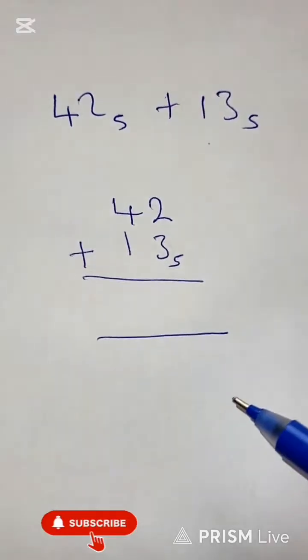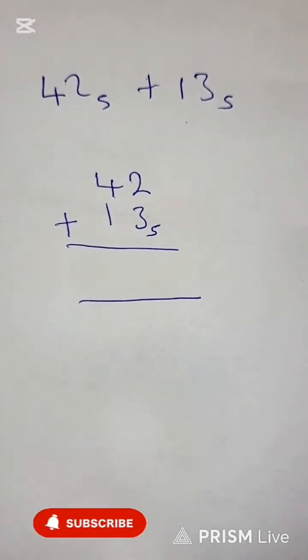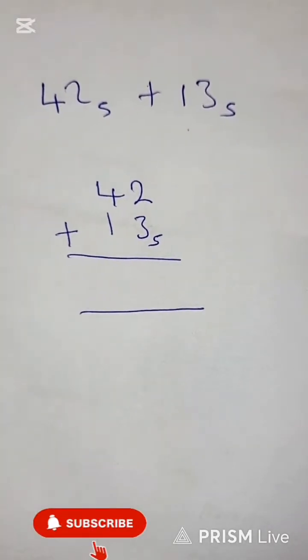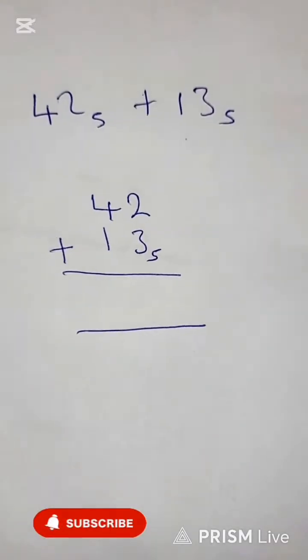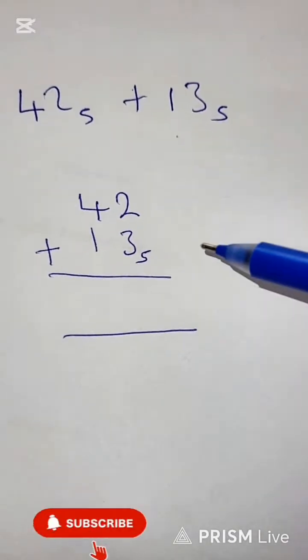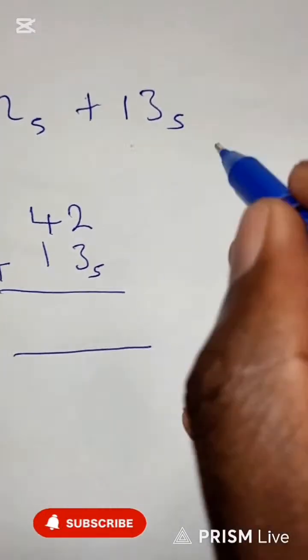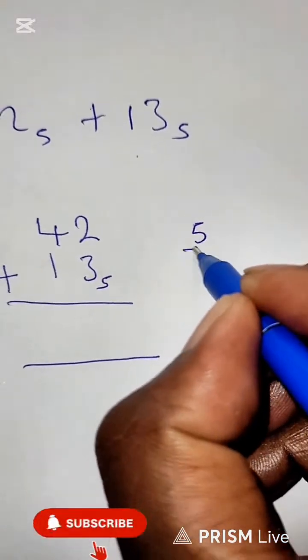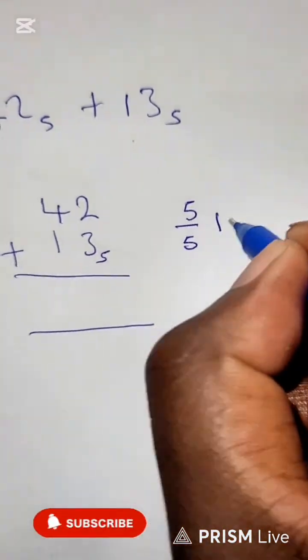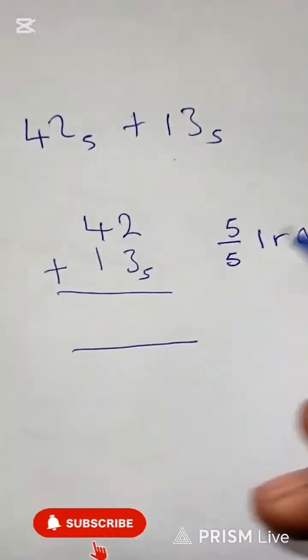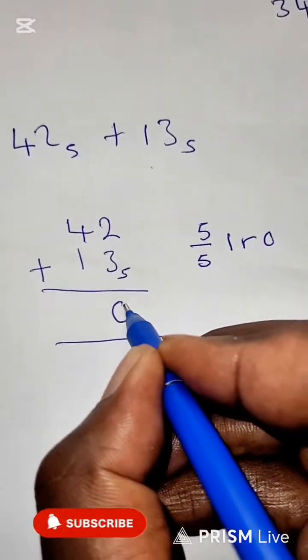We cannot write 5. Why? Because no number in base 5 should reach or exceed the base. So if a number is in base 5, then all digits must be below 5. So we're going to divide 5 by what? By the base. 5 into 5, that's 1, remainder 0. And our remainder is the answer. I'm going to write 0 here.